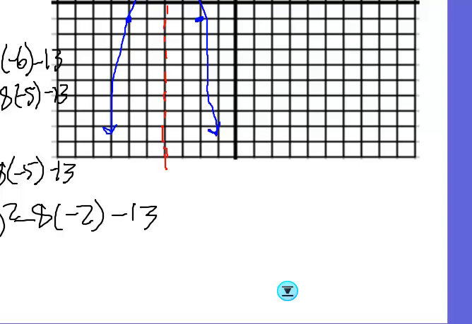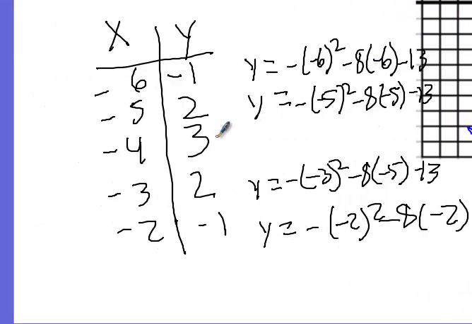So, for instance, if we go 1 to the left of our vertex, it's at negative 1. If we go 1 to the right of our vertex, it's also, oh no, it's at positive 2. That's not a coincidence because it's symmetric. Again, if we go 2 left of our vertex, it's at negative 1. If we go 2 right of our vertex, it's at negative 1. The same trend can be seen in your table because this is our vertex. So 1 less is at 2, 1 more is at 2. 2 less is at negative 1, 2 more is at negative 1. That's the whole idea of the axis of symmetry.